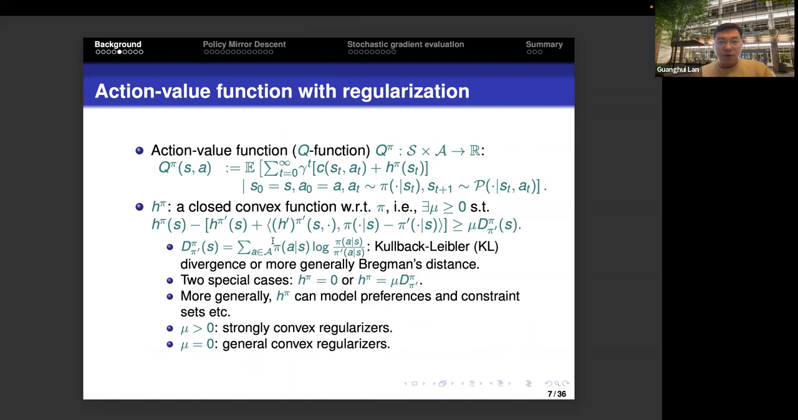So for a given policy pi, we need to evaluate its performance. We're going to use the action value function, or Q value function. That means if you start with any state S and action A, so you start from S, you take action A, and then from then on, you follow the policy pi, okay? That is, you start from S0 equal to S, A0 equal to A, and then your A1 is drawn from pi at S1, and so on. Then you follow the Markov decision process. Along the way, you calculate the cost function.